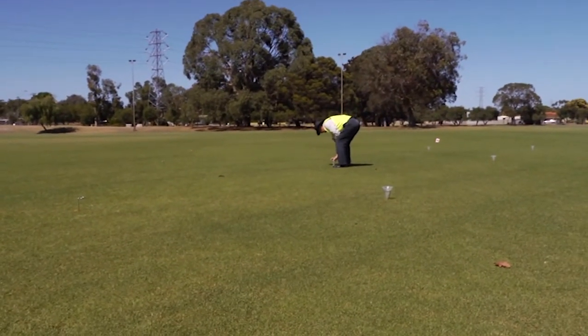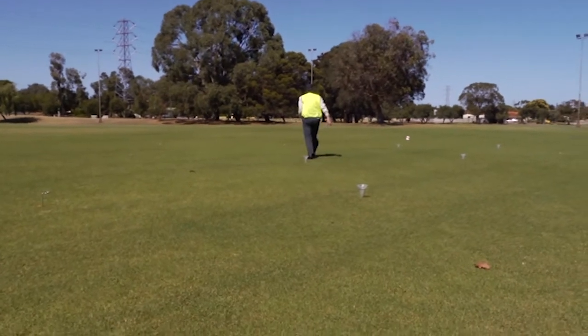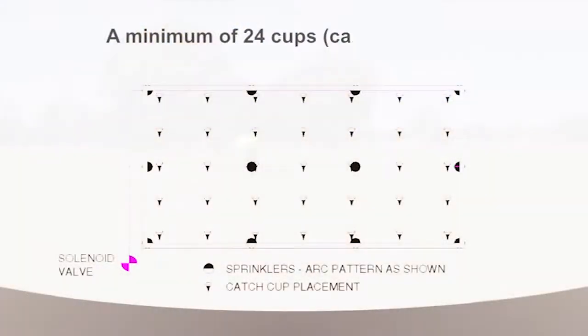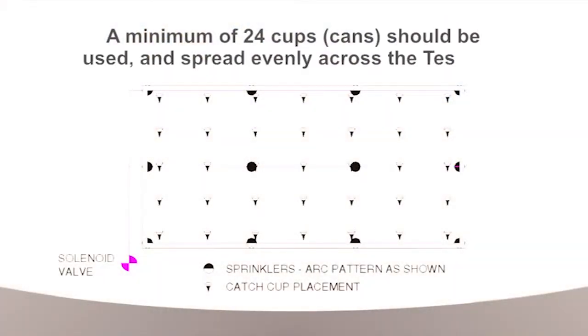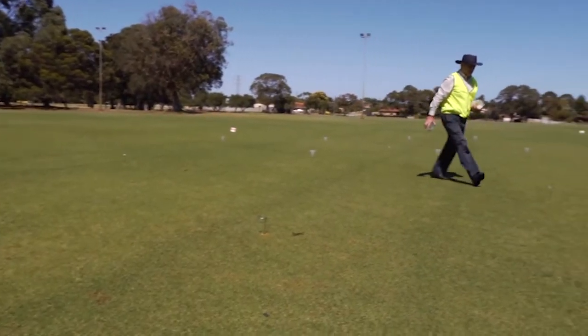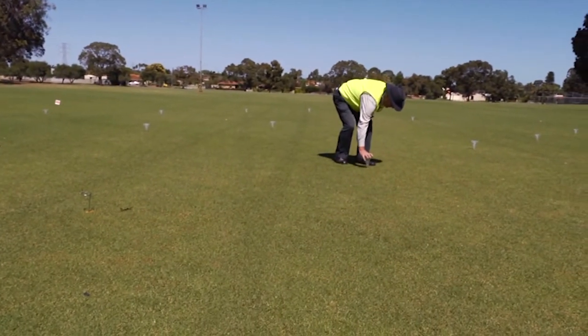Placement of the cups is not super critical, but a minimum of 24 cups should be used, and the cups should be placed evenly across the test site. They should also be placed within the range of the sprinklers covering the area.